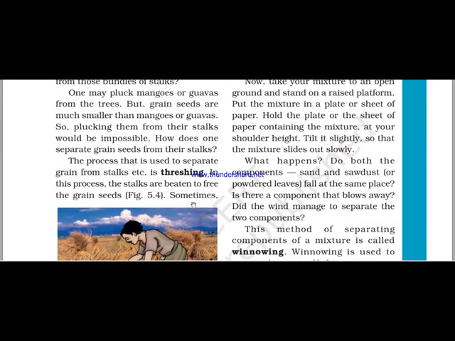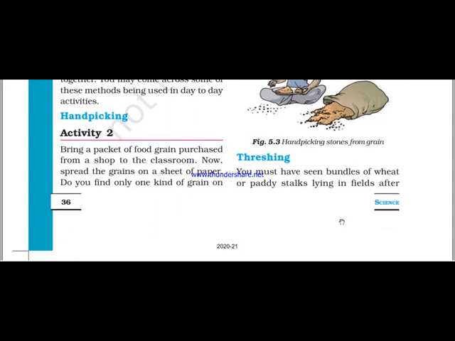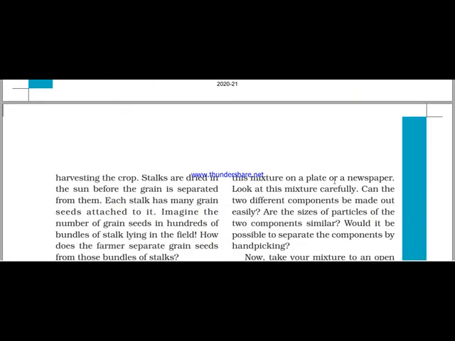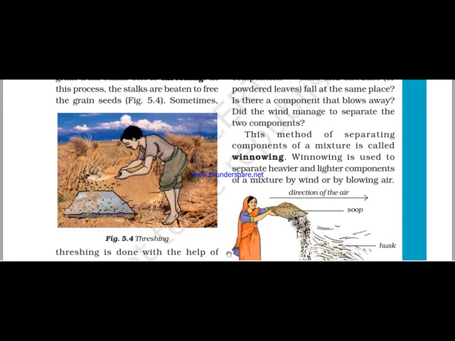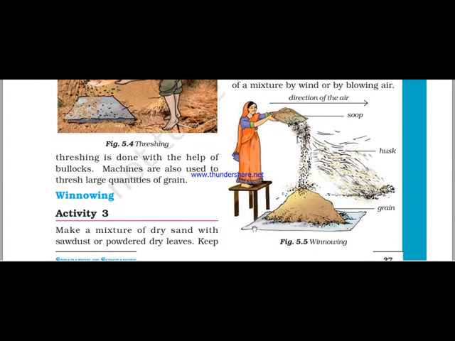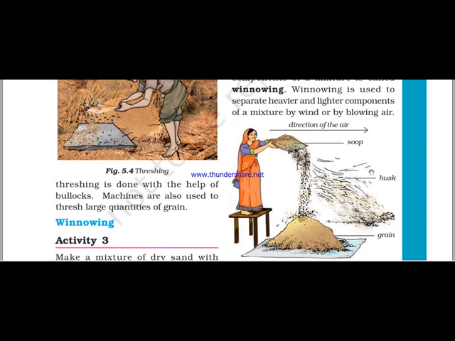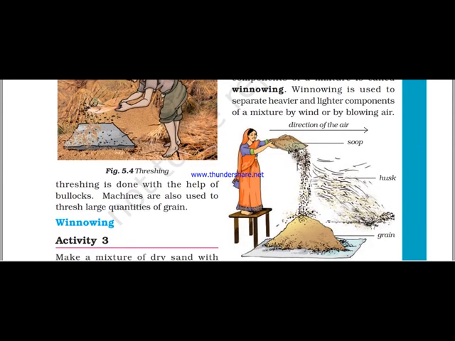Okay, students? So when we use our hands to separate the mixture, that method is known as hand picking, and it is generally used when the size of impurities is large. We use the method of threshing for separating the grains from the stalks, right? And we use the method of winnowing to separate the heavy and lighter components of a mixture, and these components are separated with the help of wind or blowing air, right? Now the method of winnowing is generally used by the farmers.